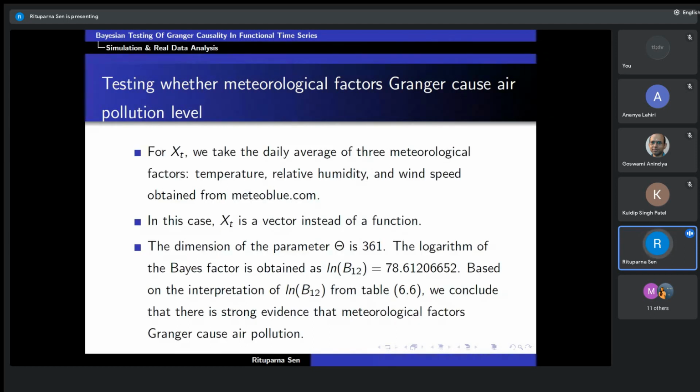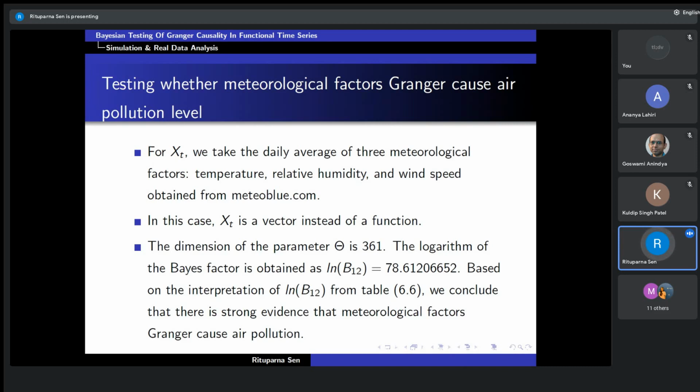And for X, we take the daily average of three meteorological factors: temperature, relative humidity, and wind speed. And these were obtained from a company called Meteo Blue. And they do charge money for providing, but for research, they gave it to us for free, as long as we mentioned them. So in this case, xt is not a function. Xt is actually just a vector.